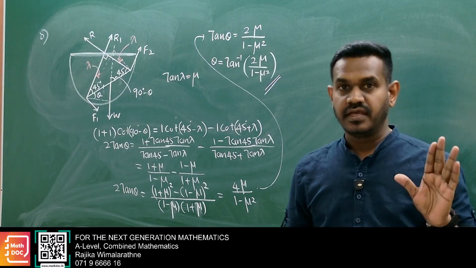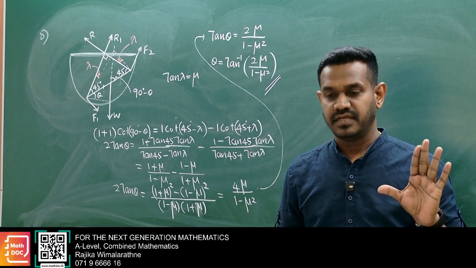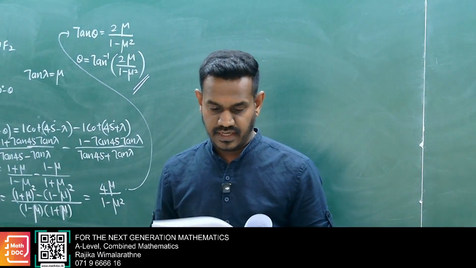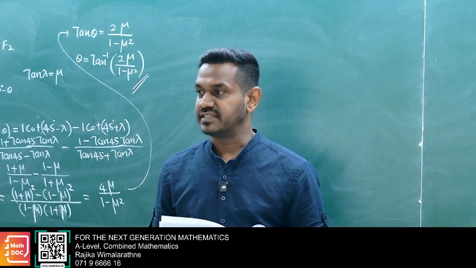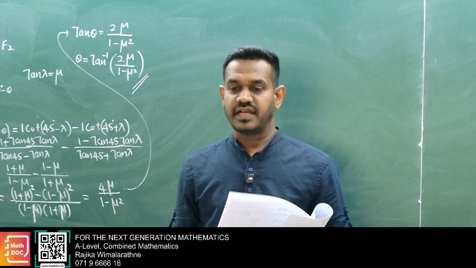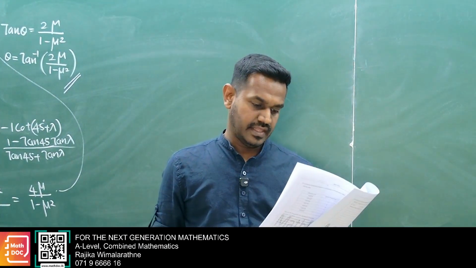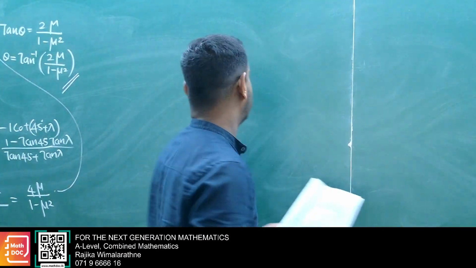Okay. Then question number 11, linear motion and relative velocity question. 11 part A.